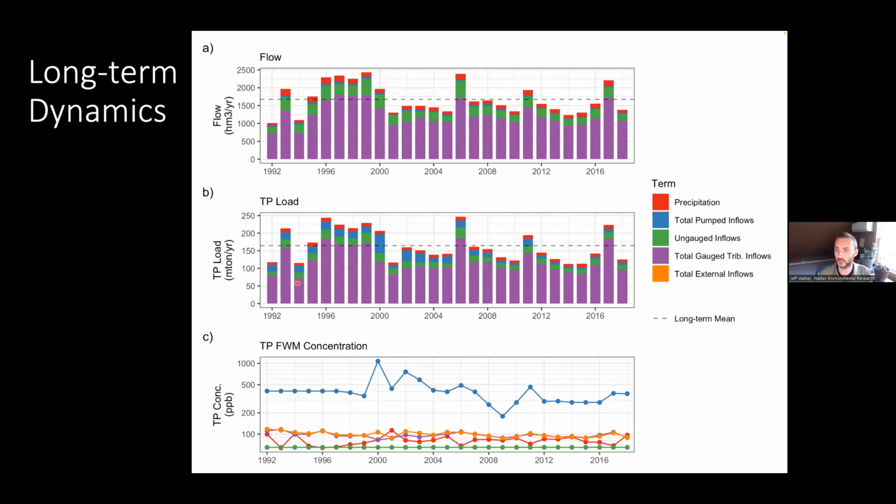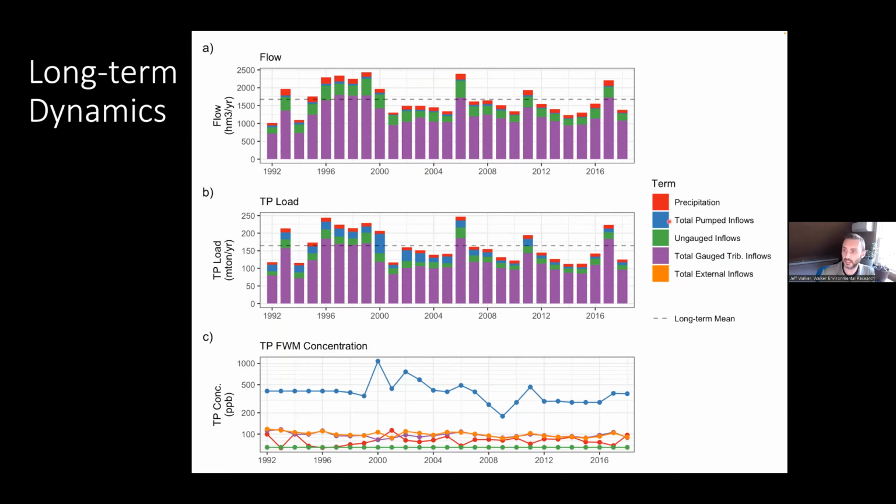One other thing to note is there's a lot more purple in these bars, which means that most of the flows and loads come from the gauged tributaries. So I mentioned earlier, about 50% comes from the Williamson. Then we've got a lot from the Wood and the 7 Mile as well.